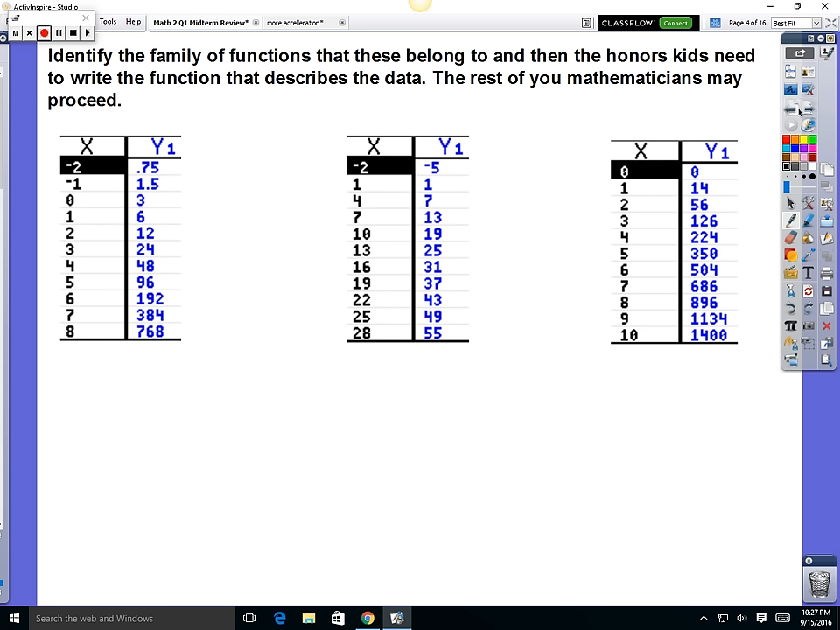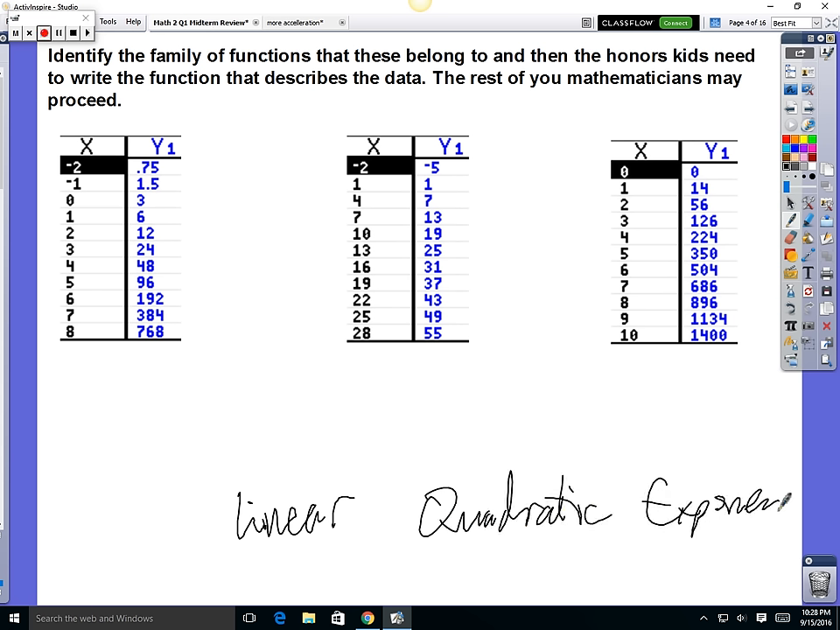Next. Okay, this is like CC2, I think. Here in IXL, CC2. So you've got 3 sets of data. You need to identify the family of functions. So your choices here are linear, quadratic, and exponential. And we taught you to identify them by figuring out how fast they're changing. How fast is the growth?